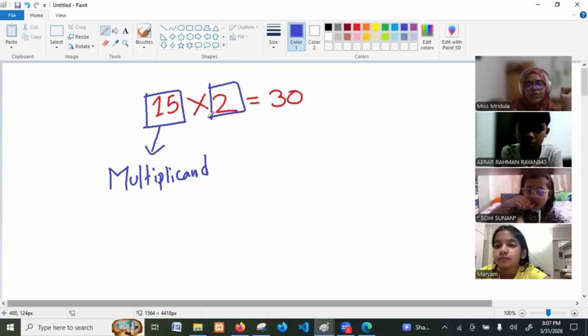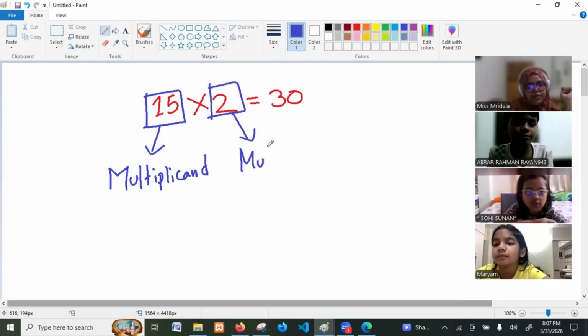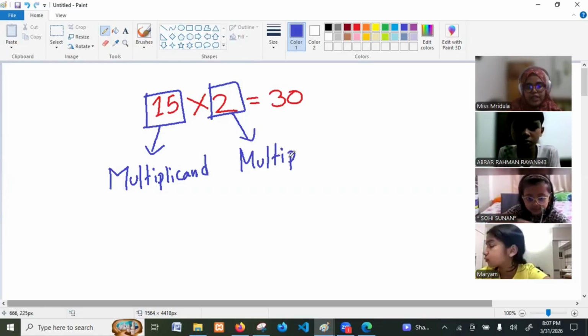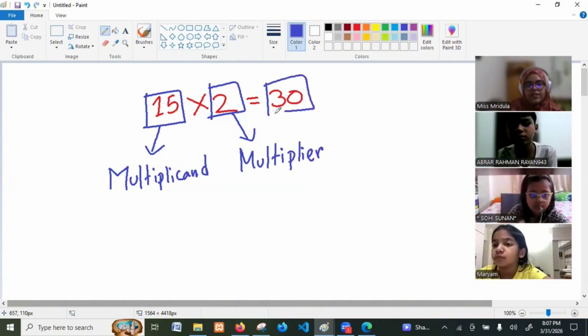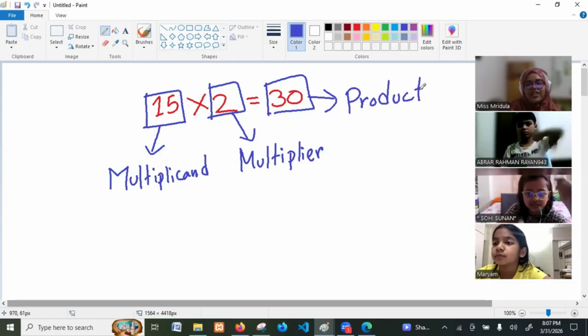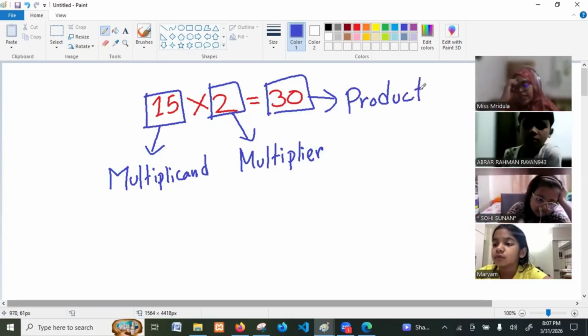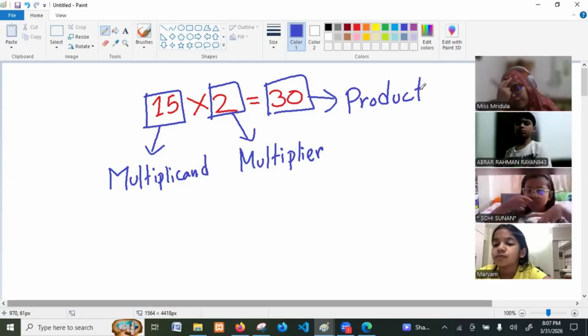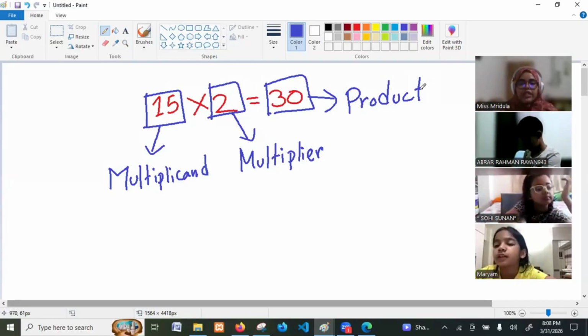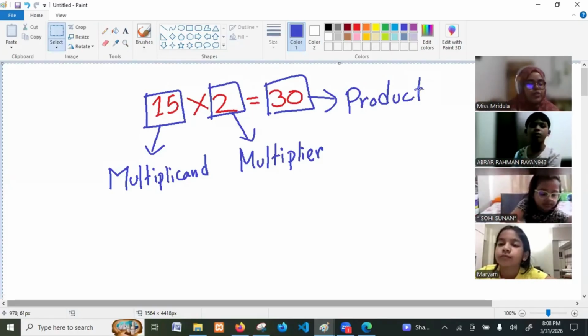And what about this 2? Multiplier, because this is being multiplied with the other number. And we have the answer. What is the name of the answer? Product. Okay, sum is for addition. So product is the name of it. Sometimes you will see in the question that they write multiplier is this, product is this, so if you don't have the idea, it will be a bit confusing for you to understand.